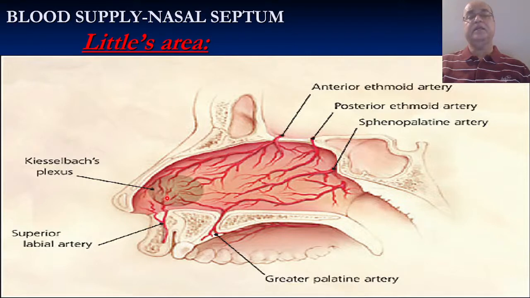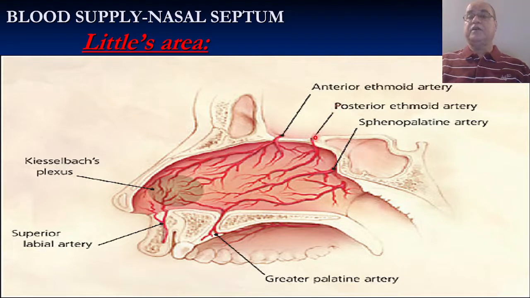The reason being that here is a confluence of blood vessels, which we call Kiesselbach's plexus, and this Kiesselbach's plexus has contributions from the superior labial artery, from the greater palatine artery, then a branch of the sphenopalatine artery, and from the internal carotid system only the anterior ethmoidal artery. So these four arteries constitute the Kiesselbach plexus, which is situated at Little's area, which is the area at the antero-inferior part of the nasal septum.